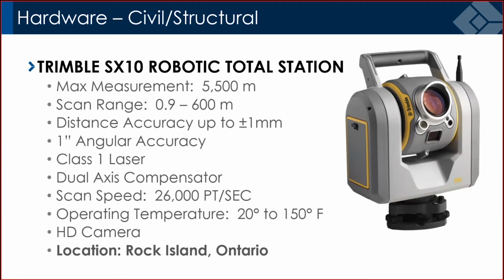This is our other scanner that we have. It's the Trimble SX10. This is a total station first, so for those who are familiar with the survey world, this is a high accuracy gun. It's a 1 second gun. Again, it does have scanning capabilities on top of it.